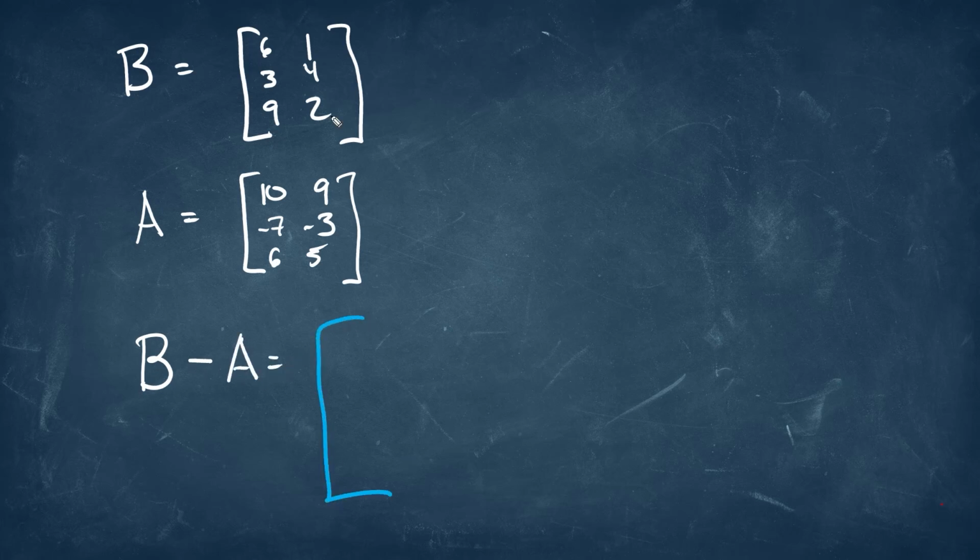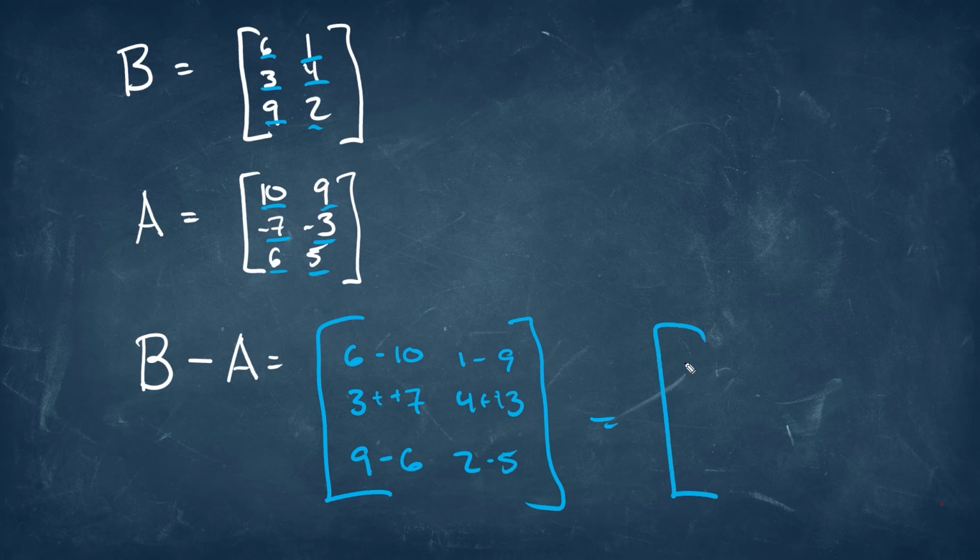Doing so is going to give us 6 minus 10, 3 minus negative 7, so that would be minus times a minus, 9 minus 6, 1 minus 9, 4 minus negative 3, and 2 minus 5. Since we have multiple instances of minus and minus, we can change these to plus. Adding this up is going to give us negative 4, 10, 3, minus 8, 17, and negative 3. And that will be our final answer.